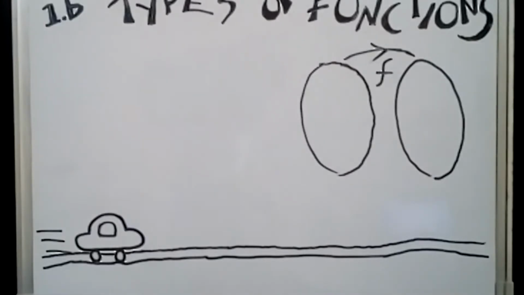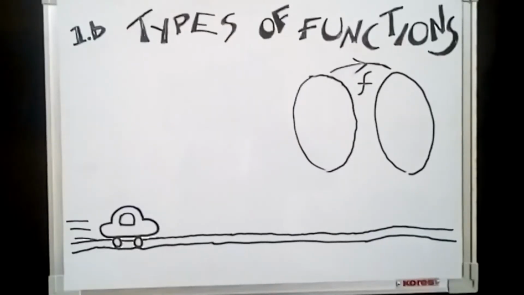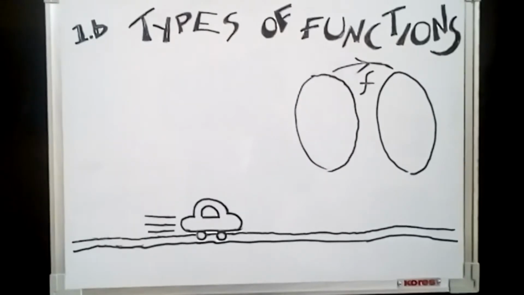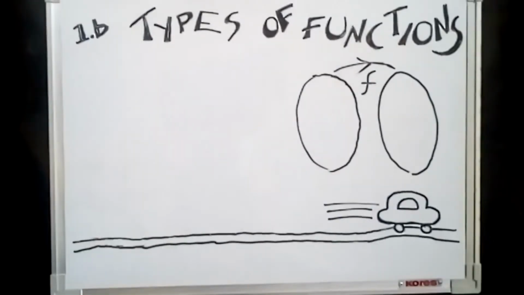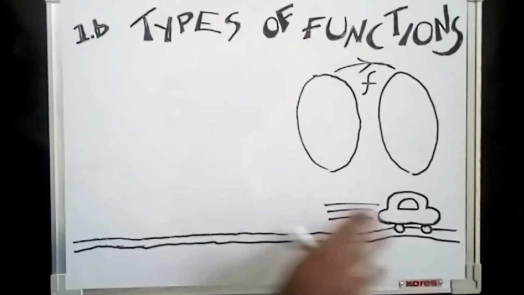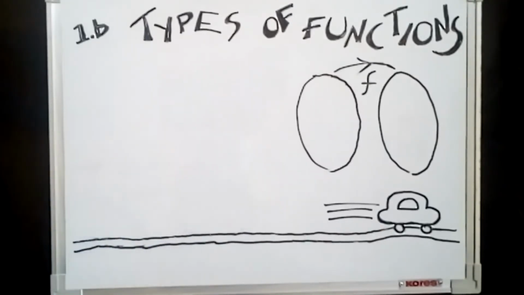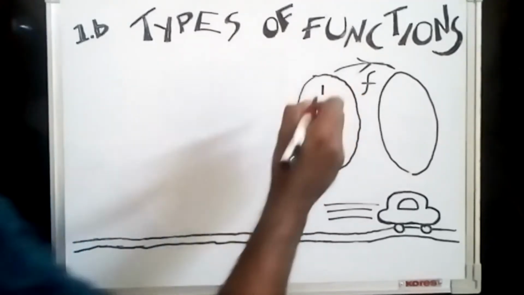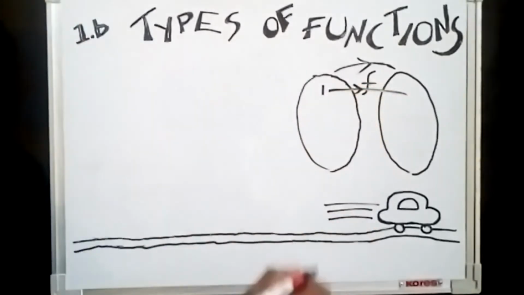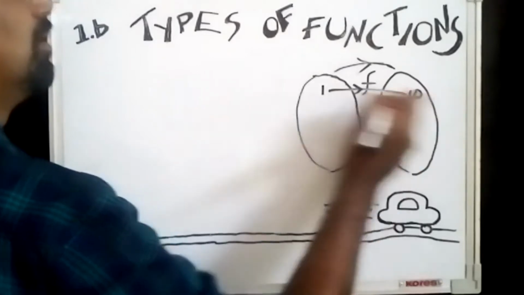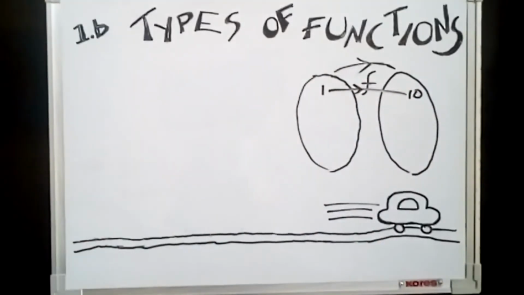Consider this car moving with a uniform acceleration for some time. Here we can associate two quantities with the movement of this car. One is time and the other is position. Let after one hour the car has reached 10 kilometers away from the starting point.